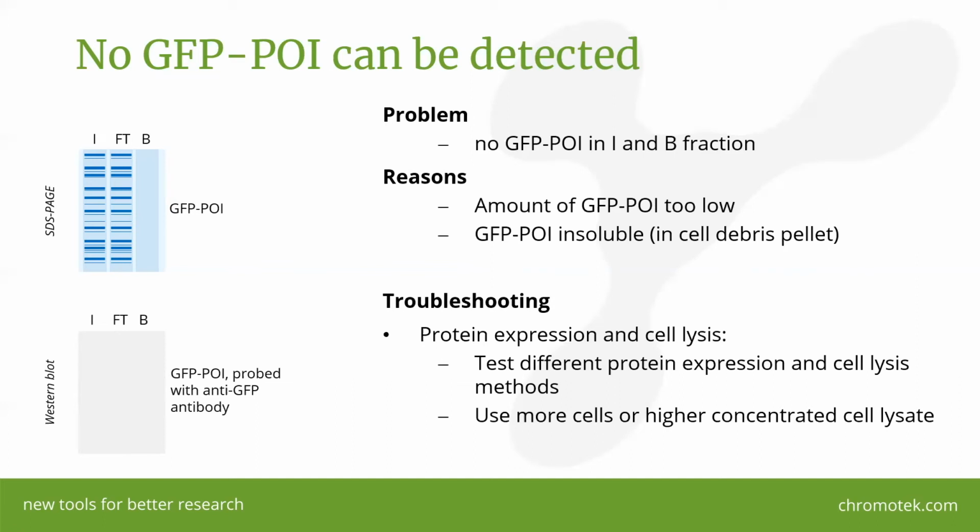We would recommend to increase the concentration of natively folded proteins by optimizing expression and cell lysis. Or you use more cells or a higher concentrated cell lysate to get above the detection limit. I have to add that if you cannot detect your protein in input, this is really difficult to troubleshoot, and that normally requires quite some work.